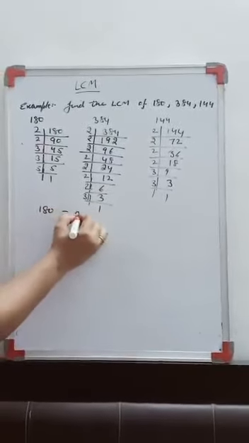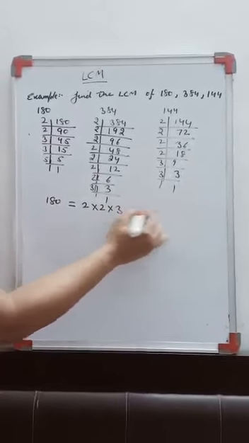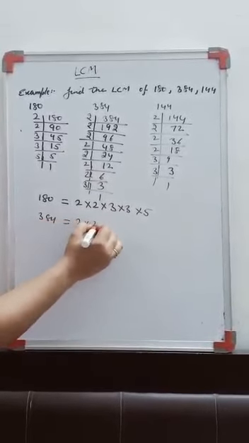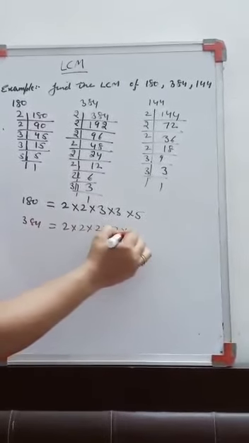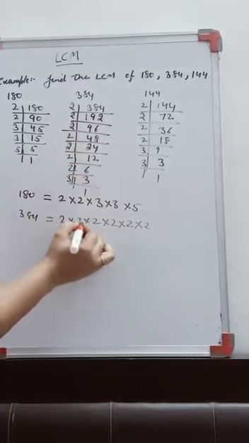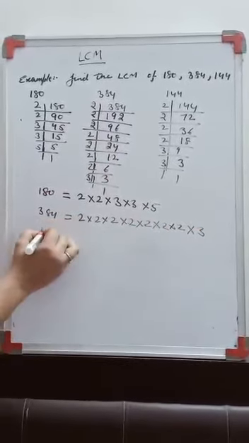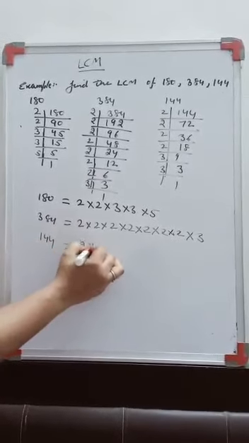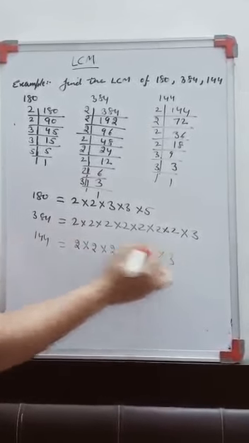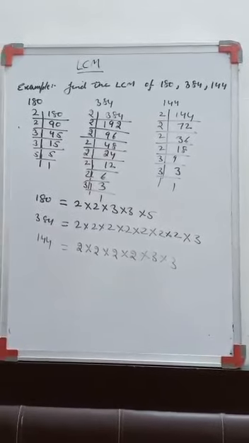180 is having the factors 2 into 2 into 3 into 3 into 5. Next, 384 is having 2 into 2 into 2 into 2 into 2 into 2 into 2, that is 1, 2, 3, 4, 5, 6, 7 twos, into 3. Next is 144. 144 is 2 into 2 into 2 into 2 into 3 into 3. We have written the prime factorization of 180, 384 and 144, right?